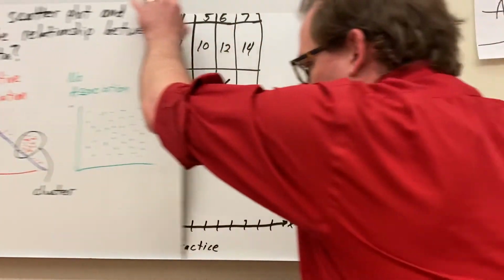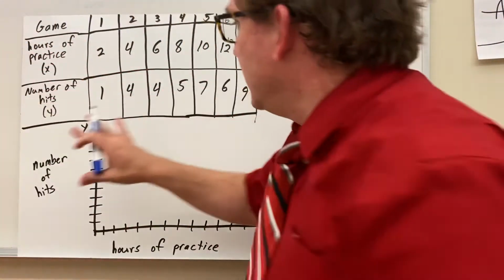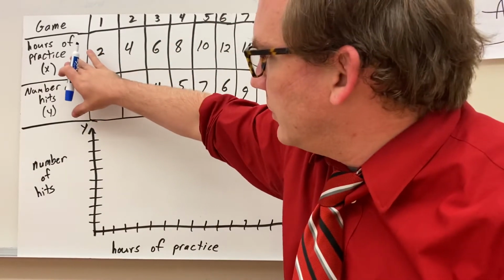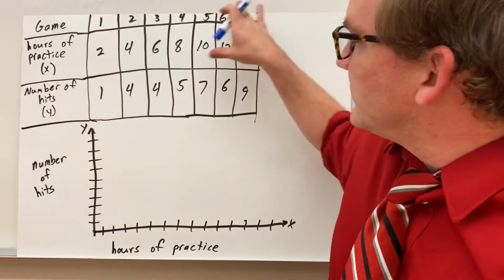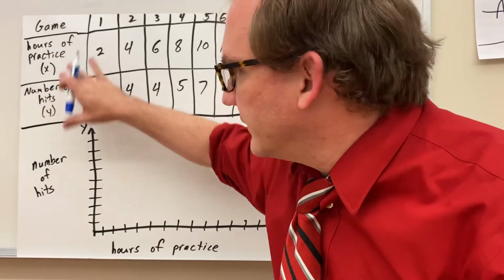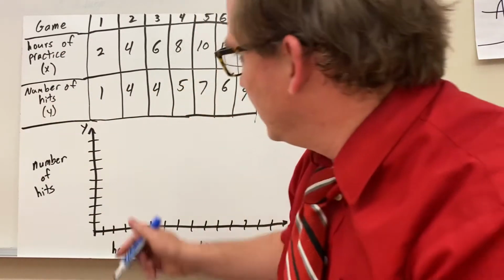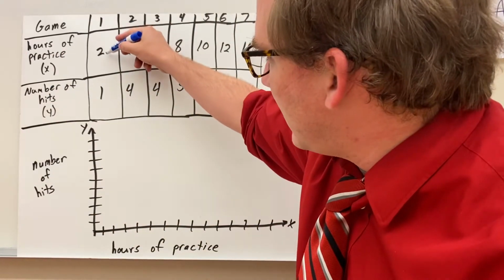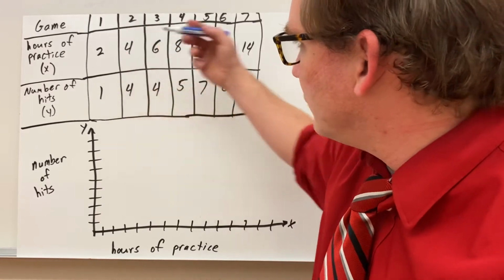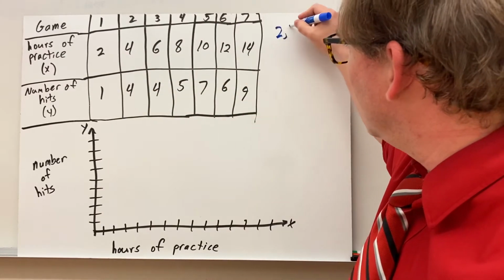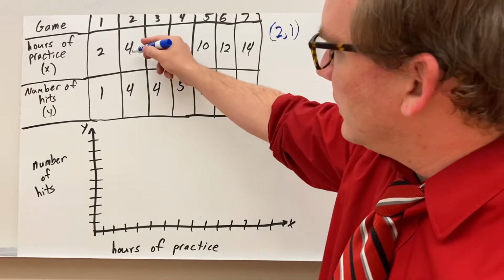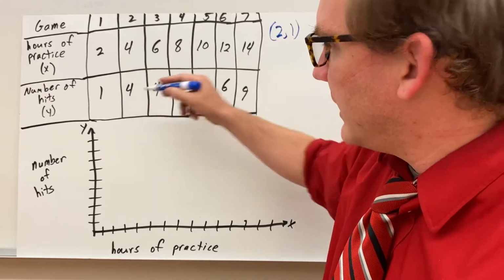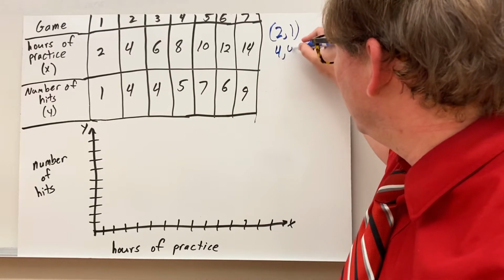So how do I make a scatter plot? Well, here's some data. We're going to look at, in games 1 through 7, how many hours were practiced and the number of hits. So in the first game, 2 hours of practice, 1 hit. I basically treat that like an ordered pair, (2, 1). In game 2, 4 hours of practice, 4 hits, (4, 4).